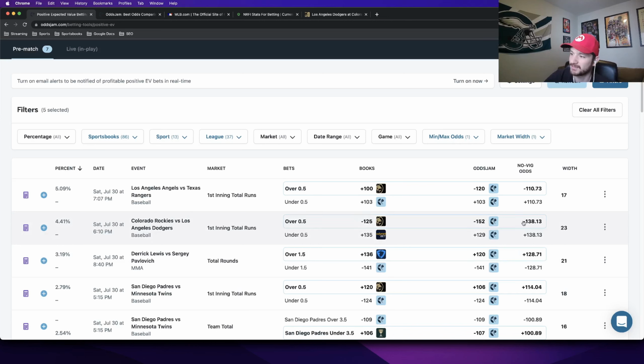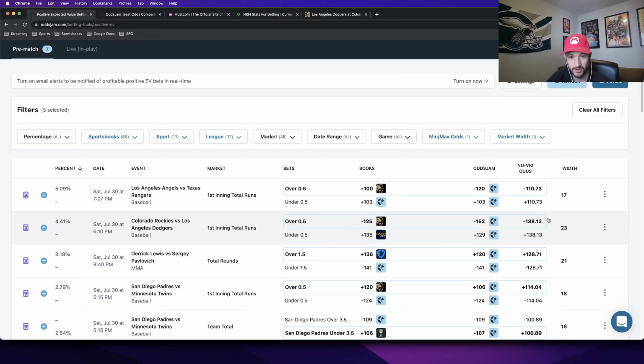The OddsJam line, which everybody knows is pulled from the most accurate sportsbook in the world in terms of how they price odds, prices this at -152. That's important because right off the bat, you see a pretty sizable gap between the OddsJam line and the BetMGM line. Of course, the positive EV bet is the one that's bolded with the light blue box around it. That's how you know which one's positive EV. So we can see there's a pretty big gap between -152 and -125.